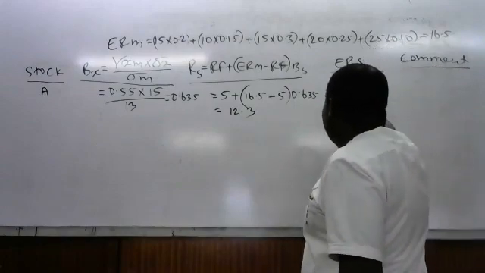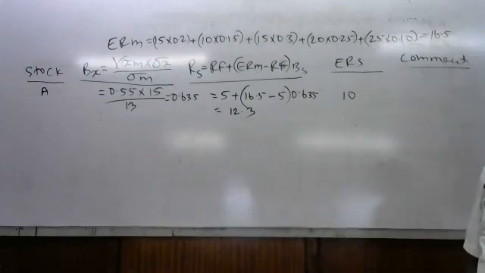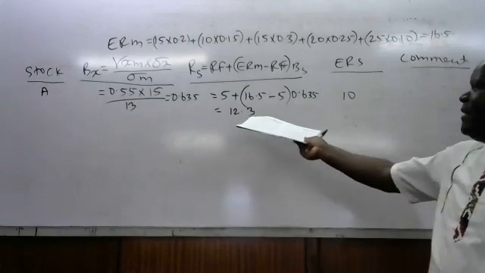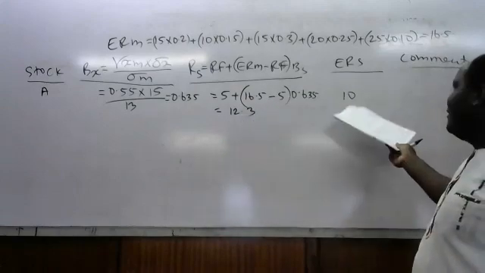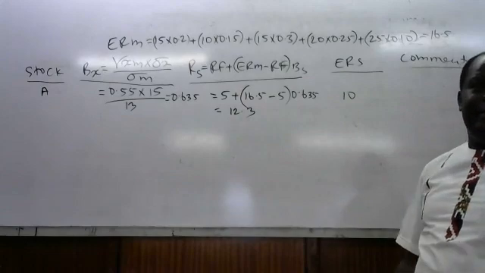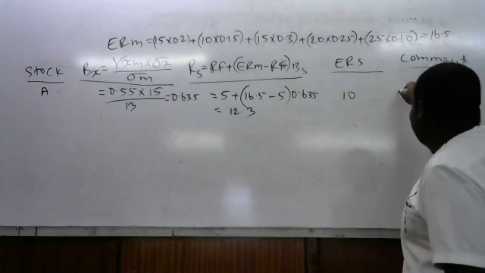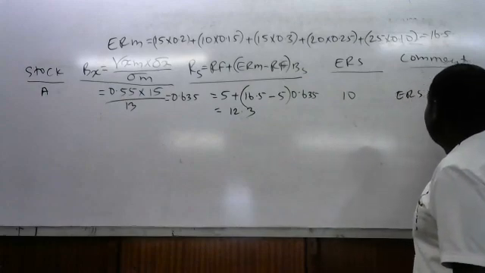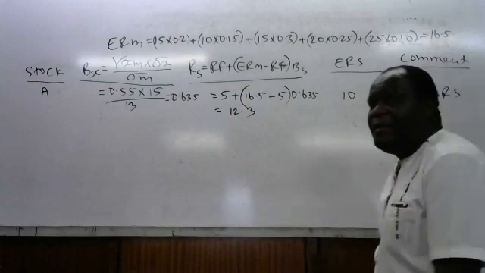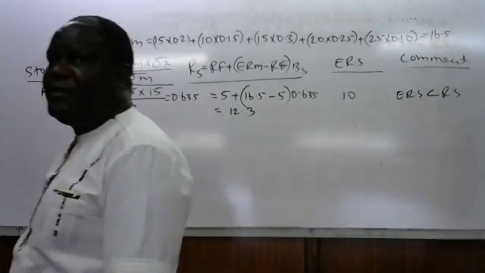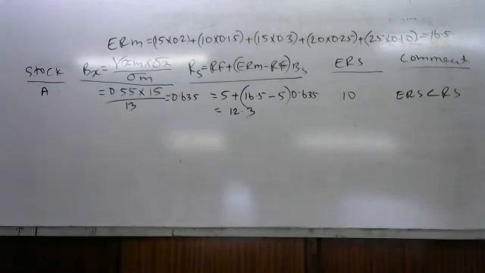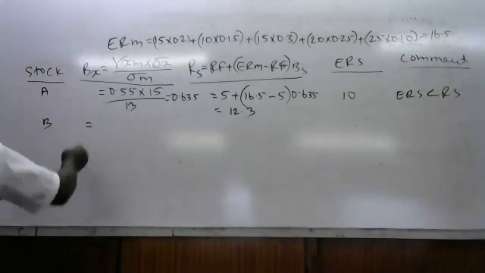What were we given? 10. Now this one is inefficient. It is inefficient because the benchmark has given us more than what the security is promising. The security will give us 10, but this one is 12.3. So because the expected return of the security is less than the required return, it is inefficient. Then now we shall do the same for B.